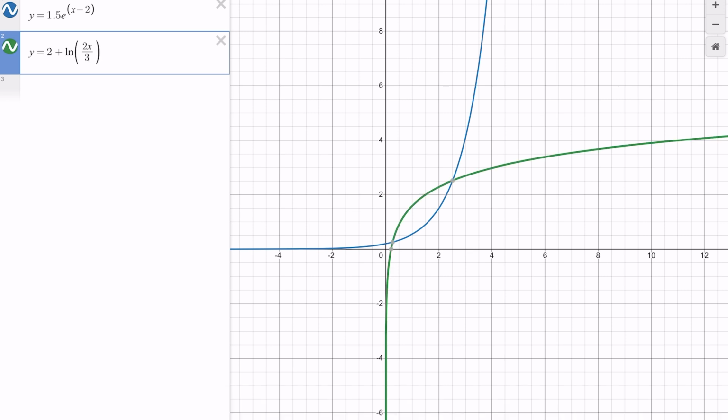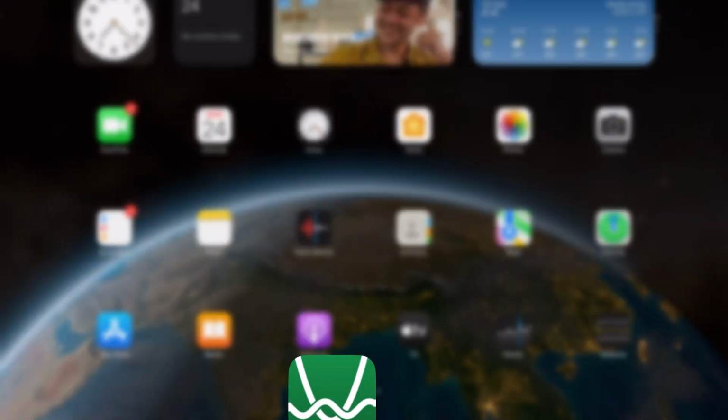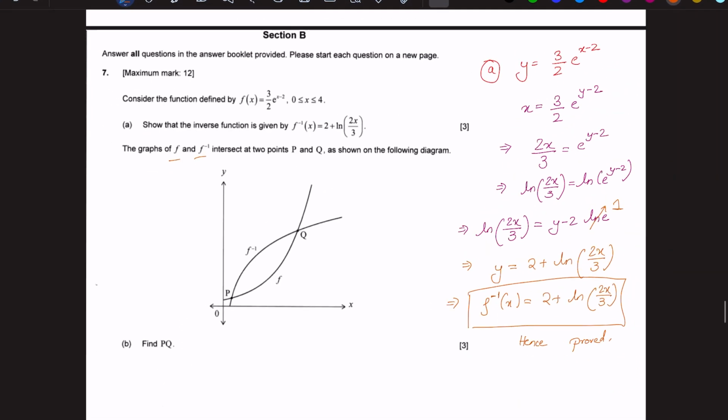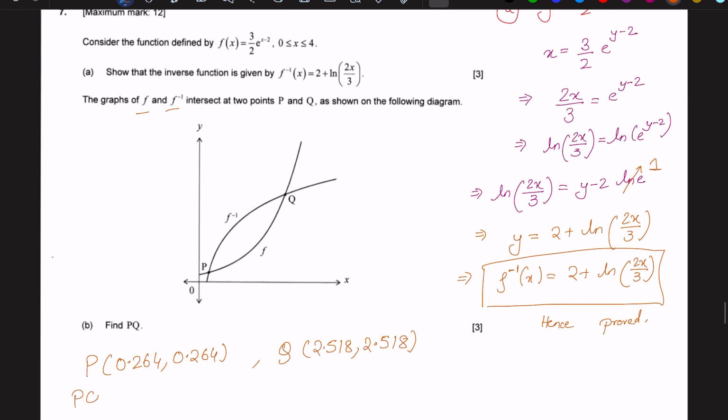Now these are the points. Point P is 0.264, 0.264, and Q is 2.518, 2.518. To find the distance PQ, which will be the square root of x2 minus x1 whole square plus y2 minus y1 whole square.